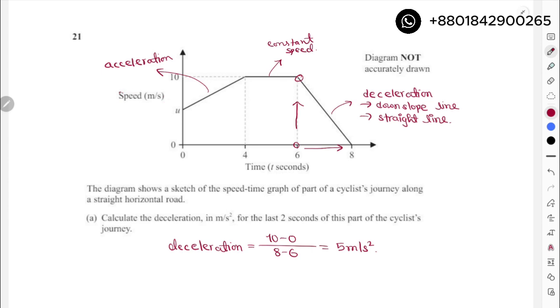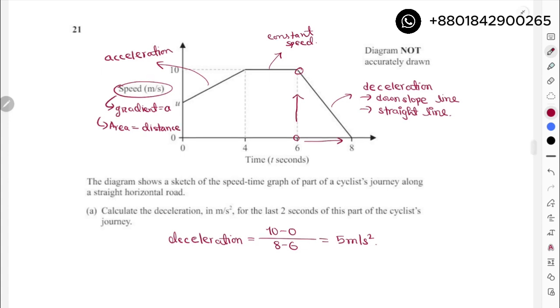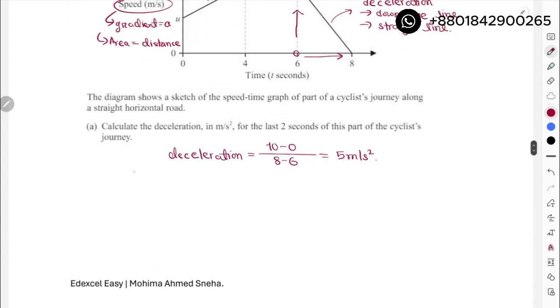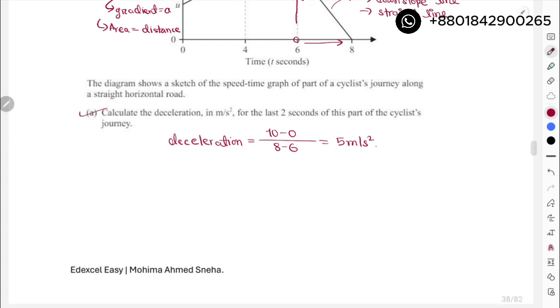Okay, so I should write this down: for speed, gradient is acceleration and area under the graph gives you distance. Okay, now using this knowledge, we're going to move forward. That is it, by the way, for the first part, part A. This is all you need to do for deceleration.